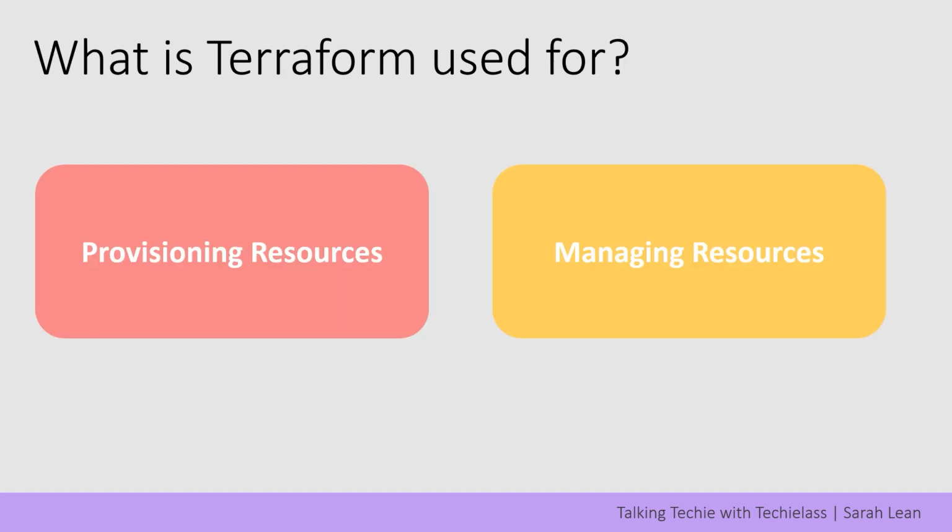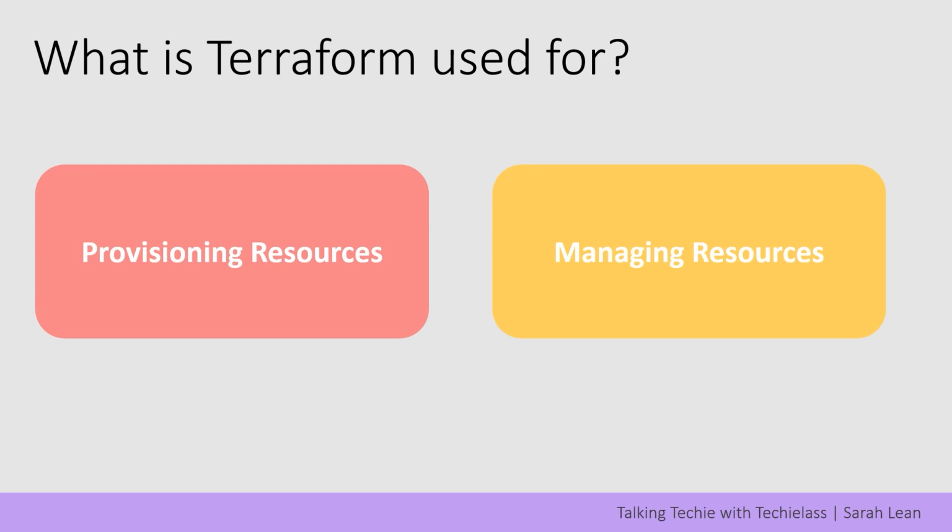So what is Terraform used for? There are some common use cases for Terraform. Terraform allows you to define your infrastructure as code, making it easier to provision and manage your resources across different platforms and potentially different cloud providers. It's also great for being able to reuse and replicate your environments.